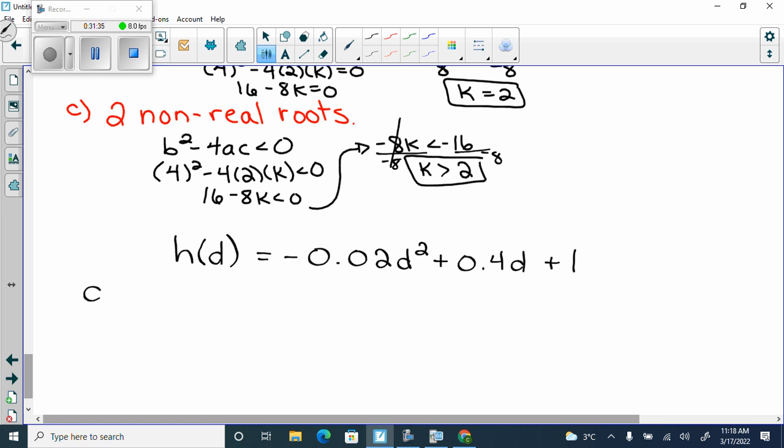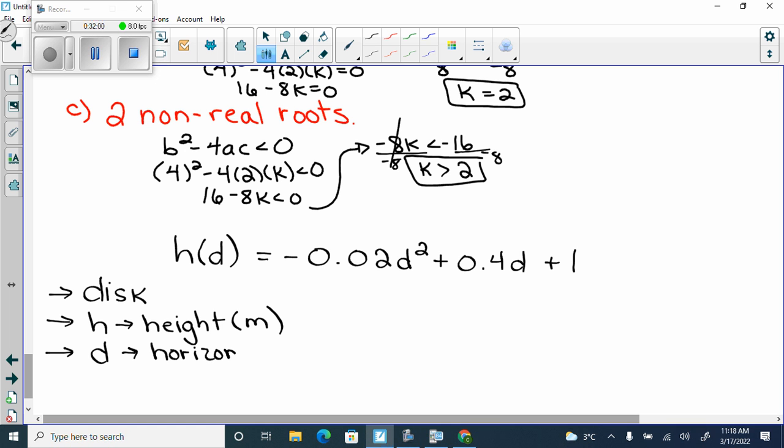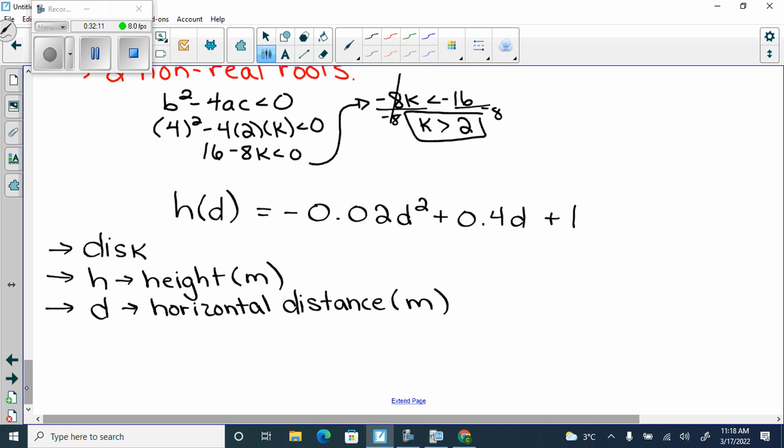So I know this is a disc. From all that information before, that's all I care about. And then it says H is the height in meters. Okay, that's helpful. Then I have to look for what D is. And then it says D is the horizontal distance in meters. D is the horizontal distance that the flying disc has traveled through the thrower.